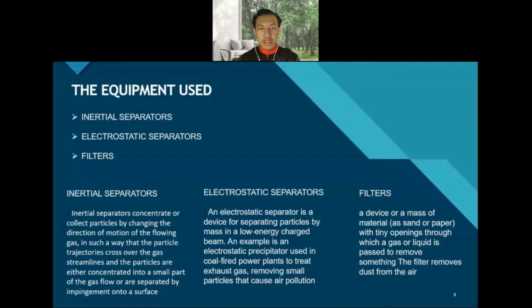The second one is the electrostatic separator. An electrostatic separator is a device for separating particles by mass in a low energy charge beam. An example is an electrostatic precipitator used in a coal-fired power plant to treat exhaust gas, removing small particles that cause air pollution. And the last one, the very commonly used gas-solid separation, is a filter, a device of a mass of material, for example sand or paper, through which a gas or liquid is passed to remove something. The filter removes dust from the air.